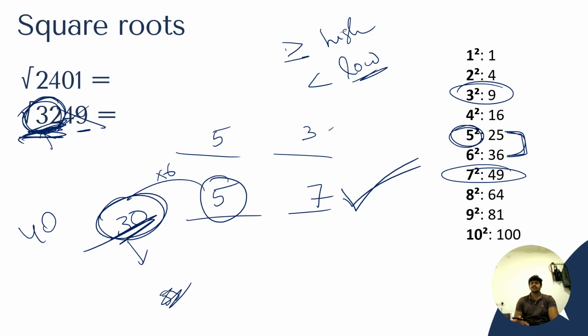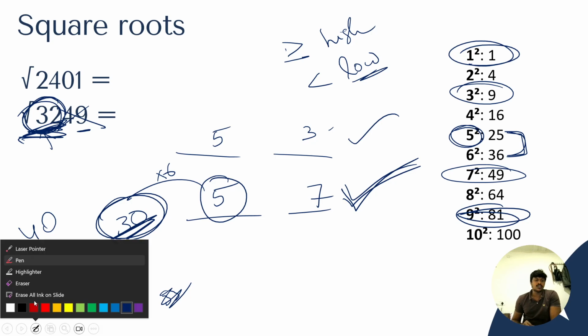Now cube roots are very simple. You are not going to get two possibilities. Why? Because here for every number you are going to get two possibilities. That's why you are writing all this. Now let's go to cube roots.